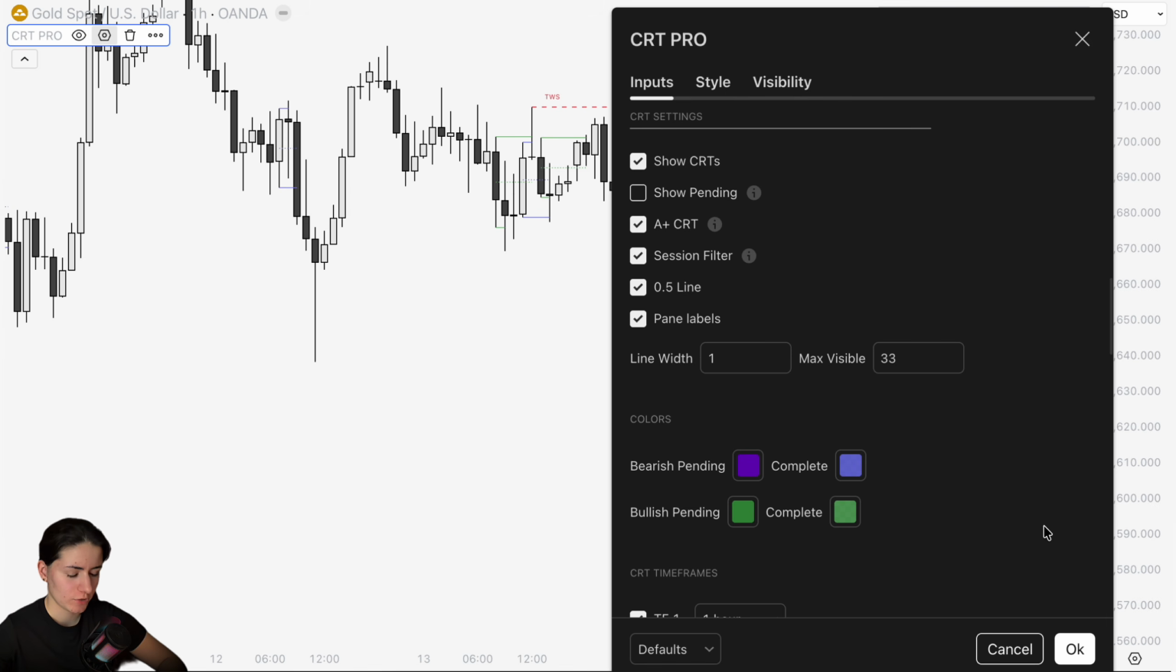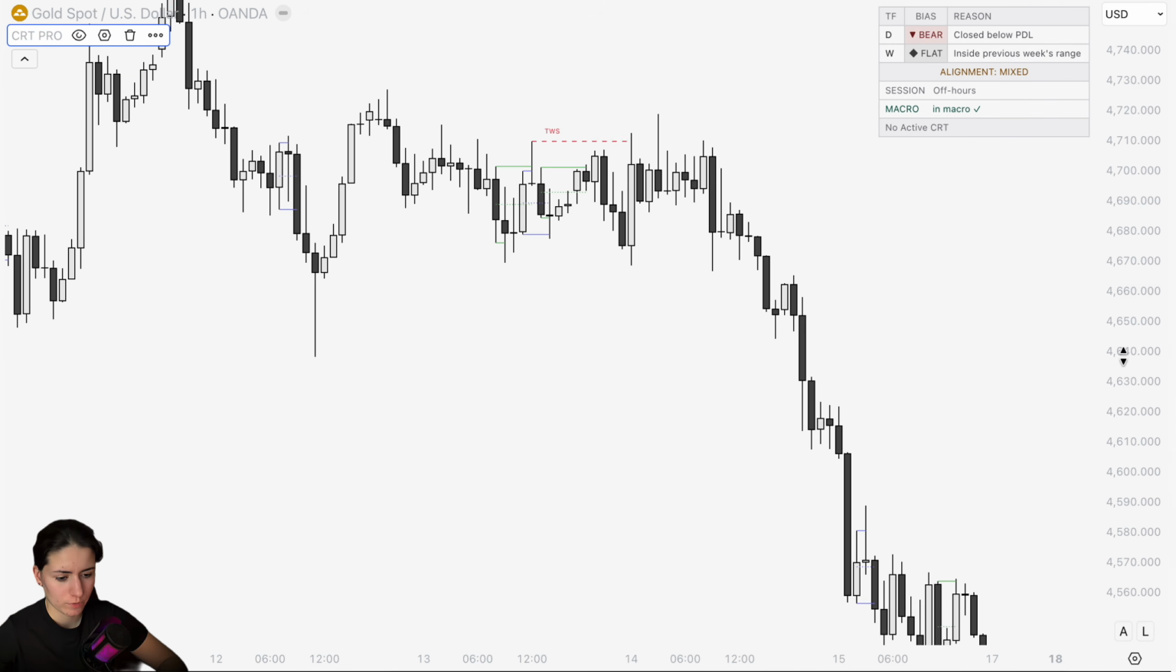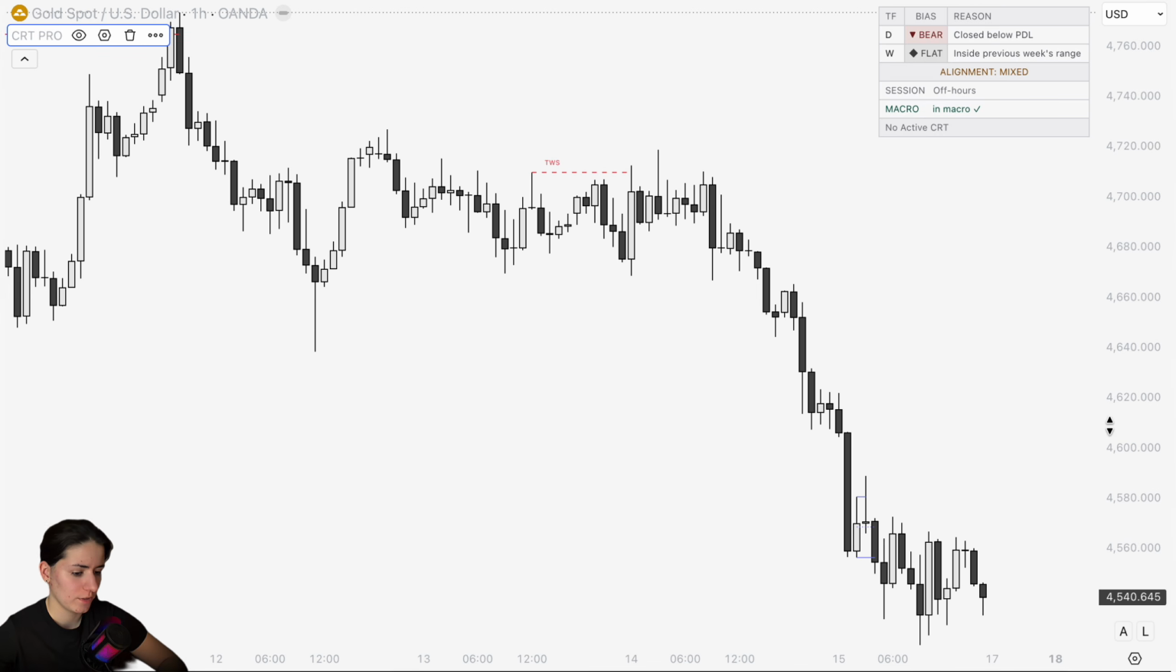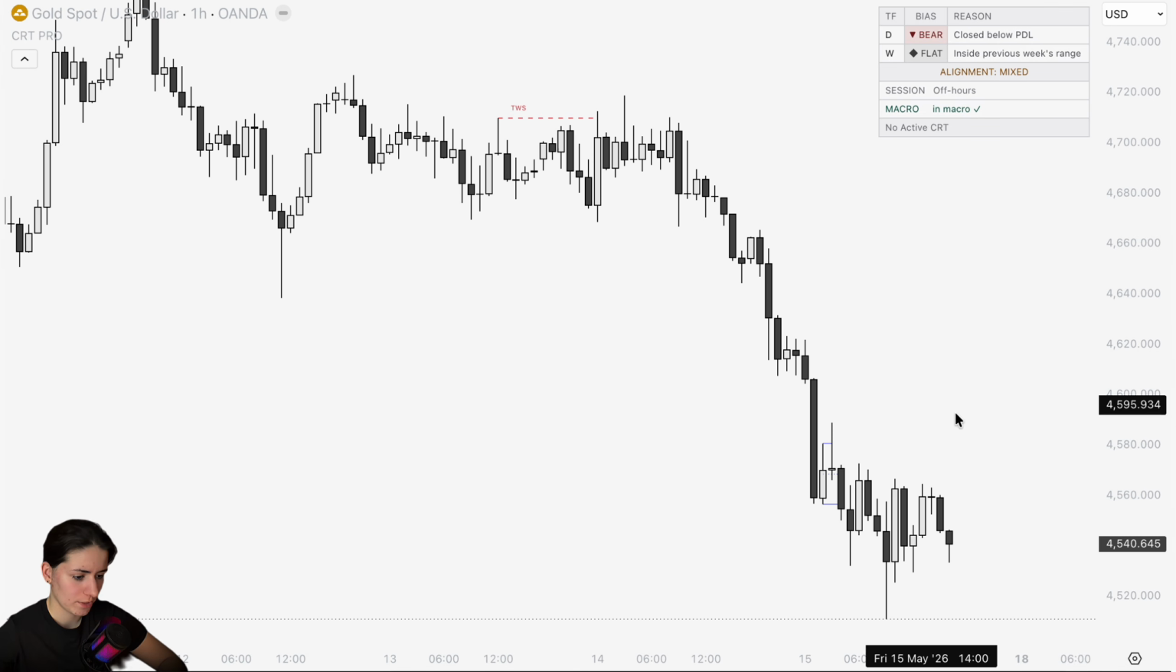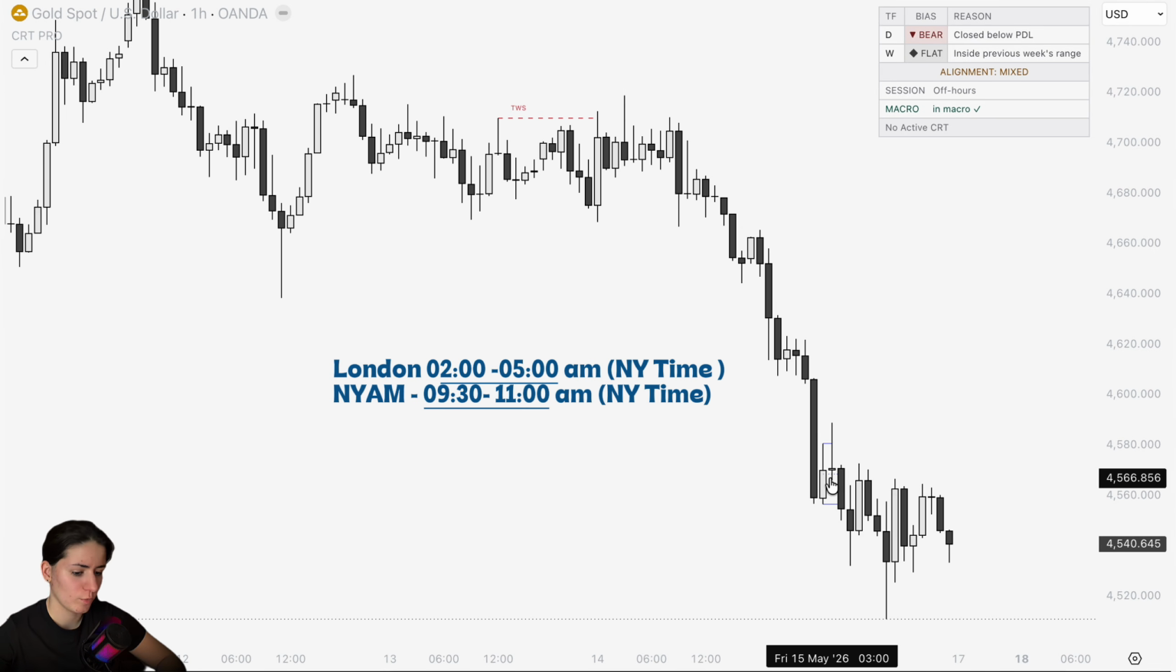Next is the session filter. This is mostly for traders who use the 1 hour time frame or lower time frame patterns. If you trade on a high time frame, you don't really need this. But for intraday trading, timing is everything. This filter only shows CRT models that form inside specific time windows. I have picked the most volatile hours, the London session from 2 to 5 a.m. and the New York session from 9:30 to 11 a.m.